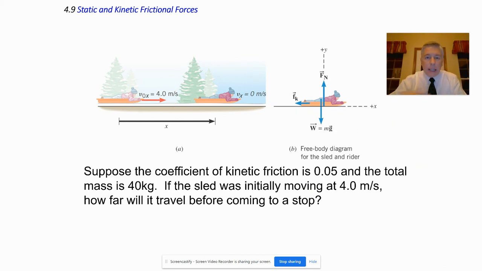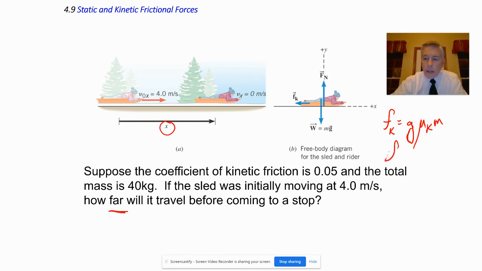So let's try another one. This one I think is kind of neat. This looks almost the same, but I've changed one little thing. Now I want to figure out how far does it travel. I want to find x here. This is going to borrow some equations from chapter 2. The first thing I would do is I could do exactly what I just did. Let's figure out what that friction force is. Fk is equal to g times mu k times m.